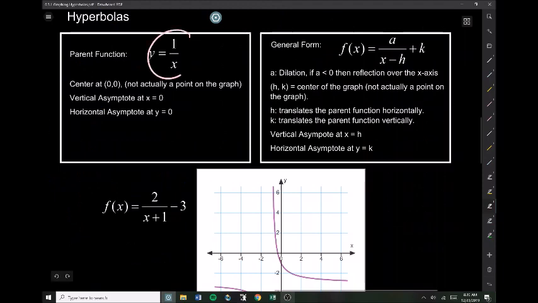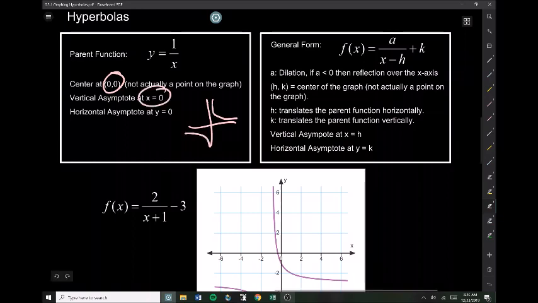Okay, for hyperbolas, here is the parent function, y equals 1 over x. The center of this graph is at 0, 0, but you'll note 0, 0 isn't actually a point on the graph. There's a vertical asymptote at x equals 0 and a horizontal asymptote at y equals 0. These are lines, equations of lines, x equals and y equals to make them lines.